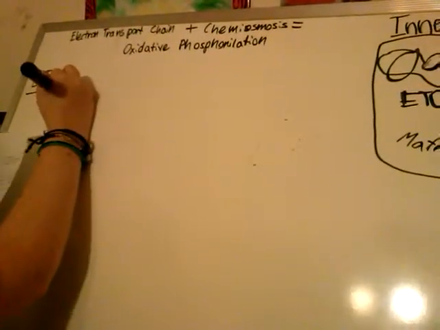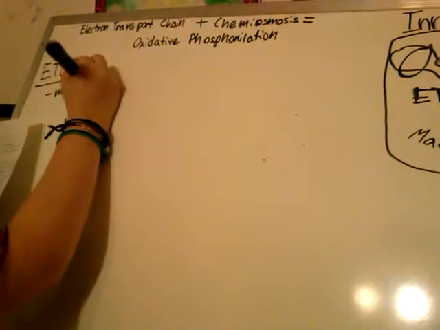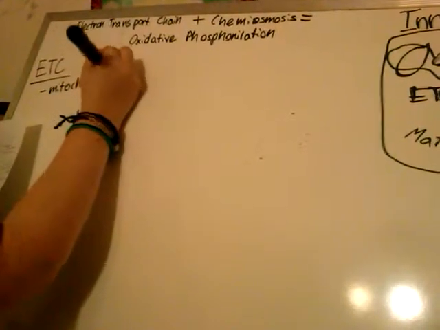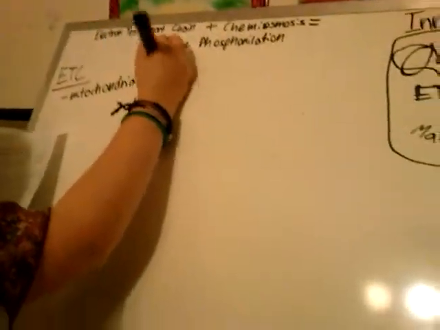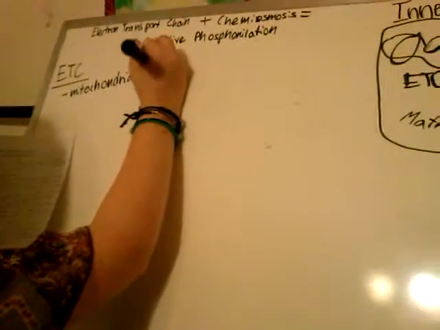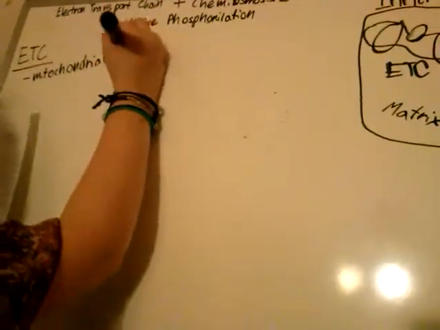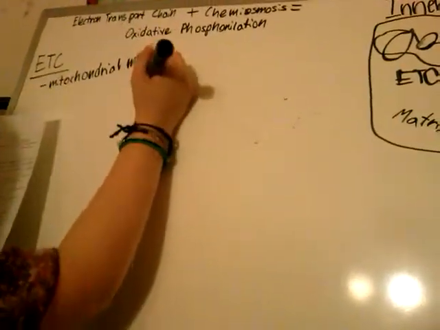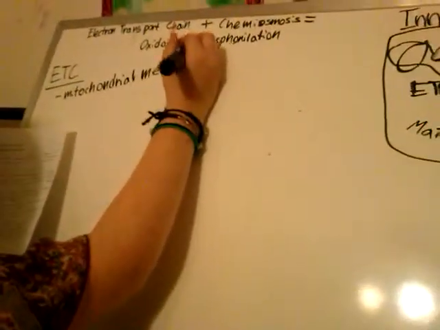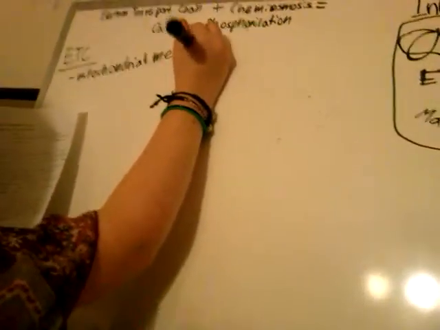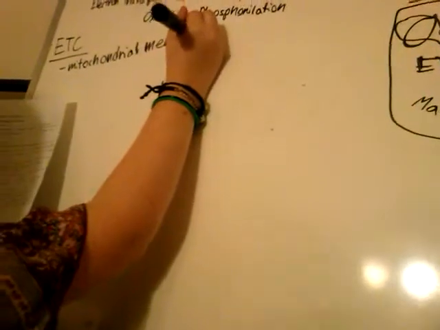We're going to start with the electron transport chain. It's on the mitochondrial membrane. As you know, the link reaction happened in the mitochondrial matrix. This happens on the membrane, which is what surrounds the mitochondrial matrix.